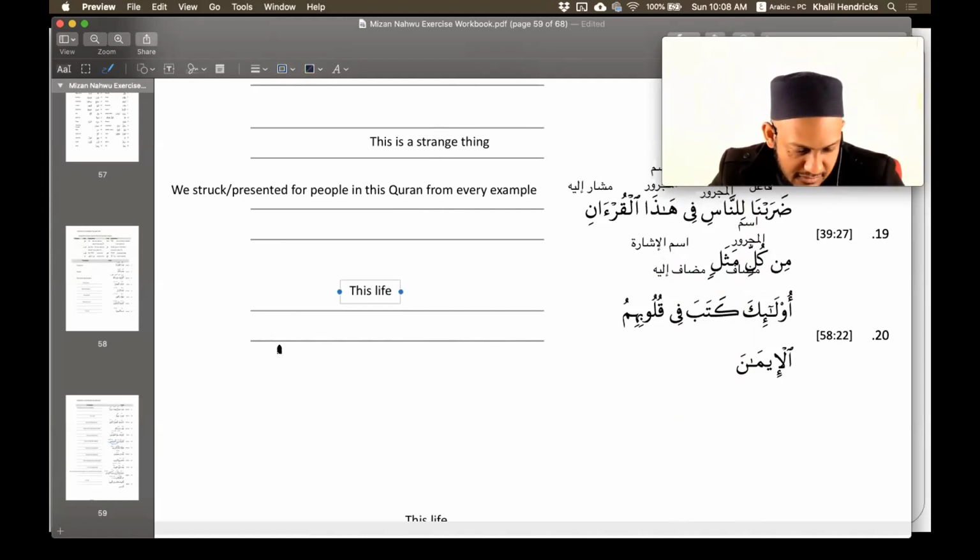For the previous one, kulli mathalin, did you say that's mudaf ilay? Yes. Because kulli is not al and it's light. It's not kullin. Kulli is light and mathalin is jar. So I'm saying you should actually add a "the" before kulli and an "of" afterwards. So it's "from the every of example."